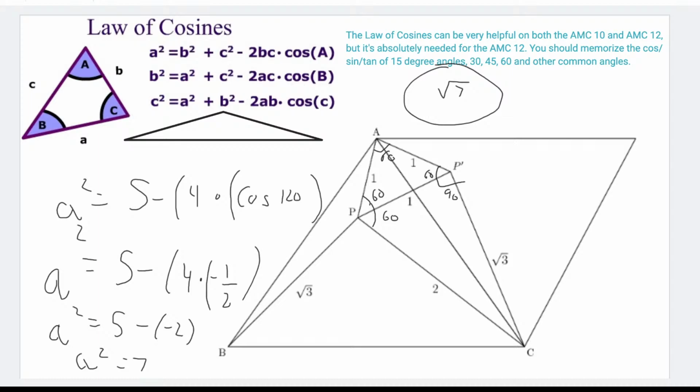So the law of cosines can be very helpful, especially on the AMC 12. If you're taking the AMC 12 and don't know the law of cosines, you should study it before the exam. It can be very helpful. And for those taking the AMC 10 who know trigonometry, you should learn the law of cosines and memorize the sines, the cosines, and the tangents of common angles.